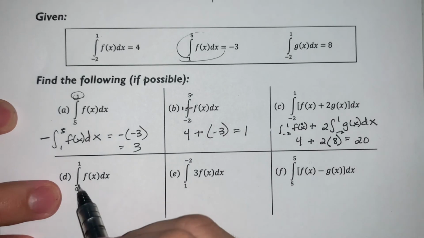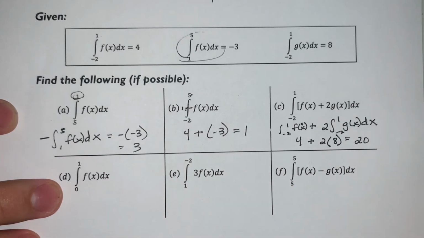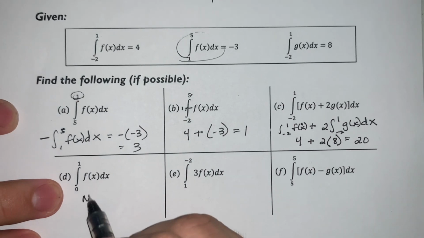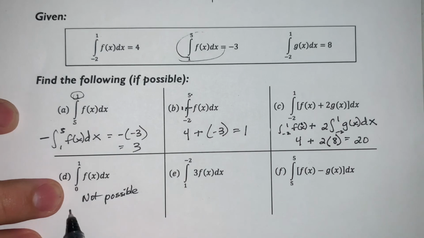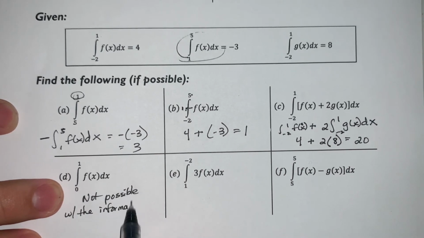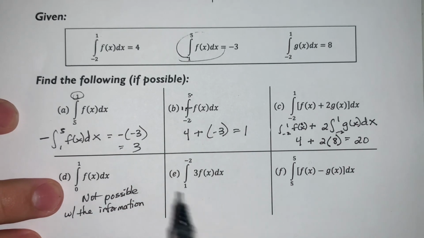Here we want to know the integral from 0 to 1. Well, I don't have one. So that's just not possible. All right, not possible with the information given. I don't have any information about what the area is from 0 specifically to any other bound.